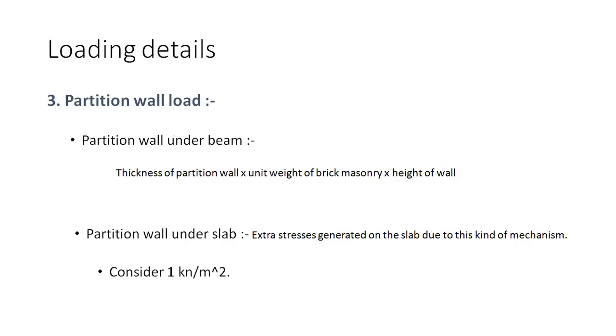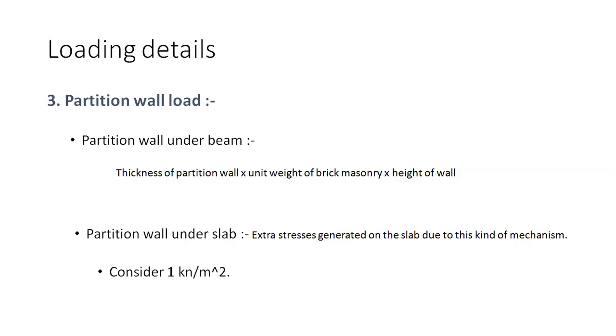Next one is partition wall load. Now, partition wall shall be provided below the beam, or partition wall shall be provided without beam, right? Which means at intermediate span of slab. First, let me discuss partition wall under the beam. For this kind of partition wall, self weight is calculated as thickness of partition wall into unit weight of brick masonry into height of wall.